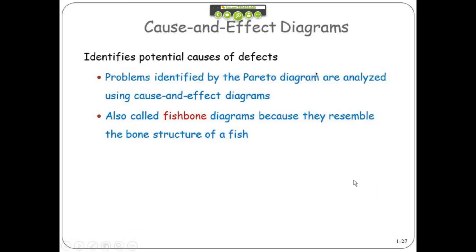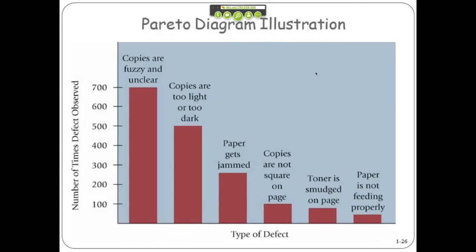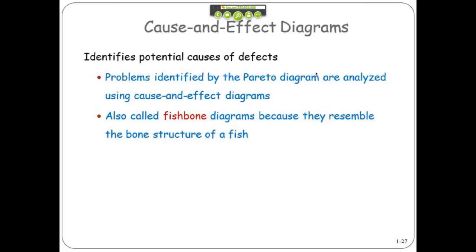And that's Pareto. The next diagram is a cause and effect diagram, sometimes called a fishbone diagram because of the way it looks. So you have your problems which you've identified on your Pareto diagram, and you'd like to understand the cause and effect of those problems.